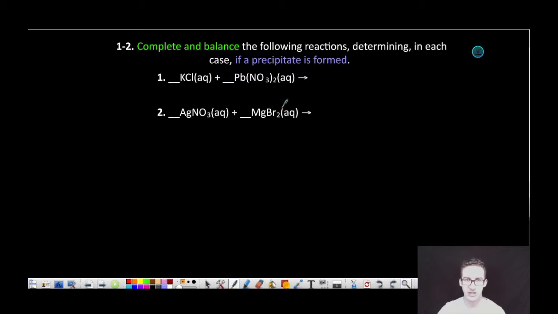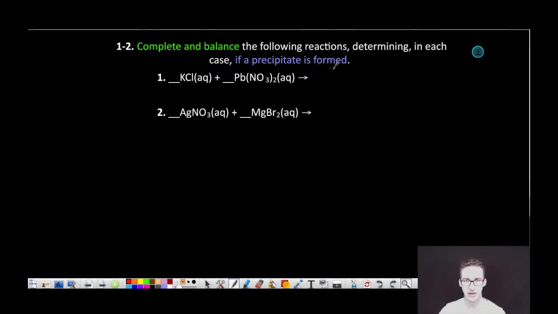All right, let's take a look at a couple of quick problems here that can help us put some of those notes that we just took into perspective. First thing we're going to do is complete and balance the following reactions, determine in each case if a precipitate is formed. As I take a look at these two aqueous solutions that we're starting with, again, it's indicative here of a double replacement reaction.